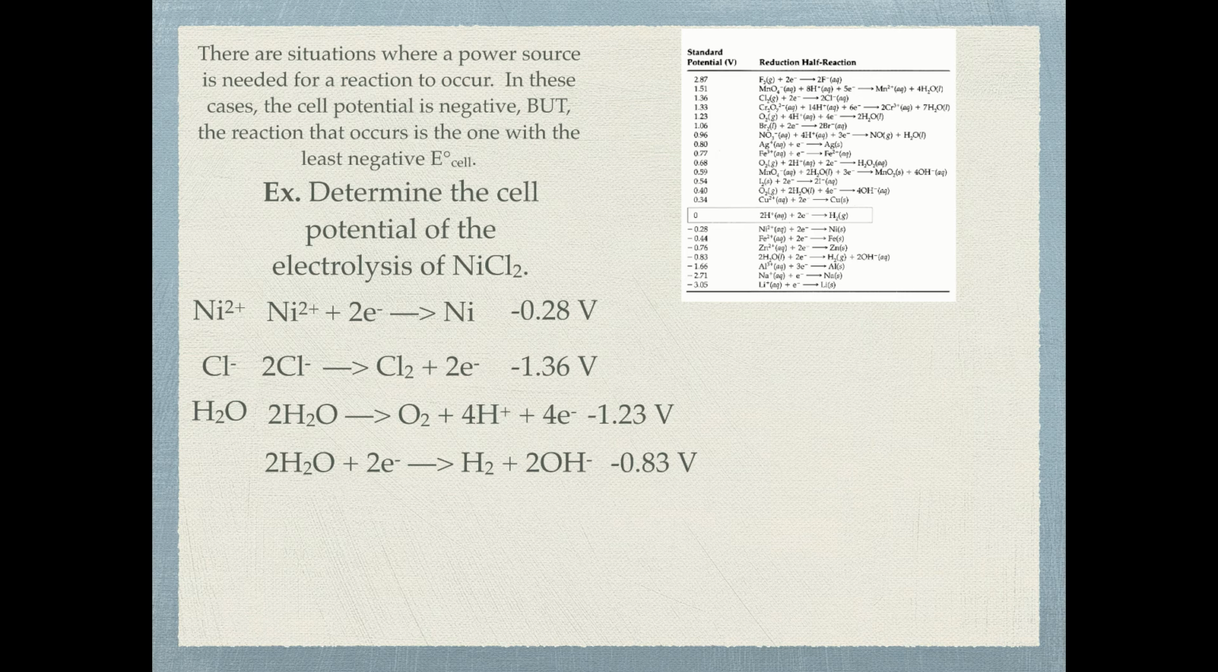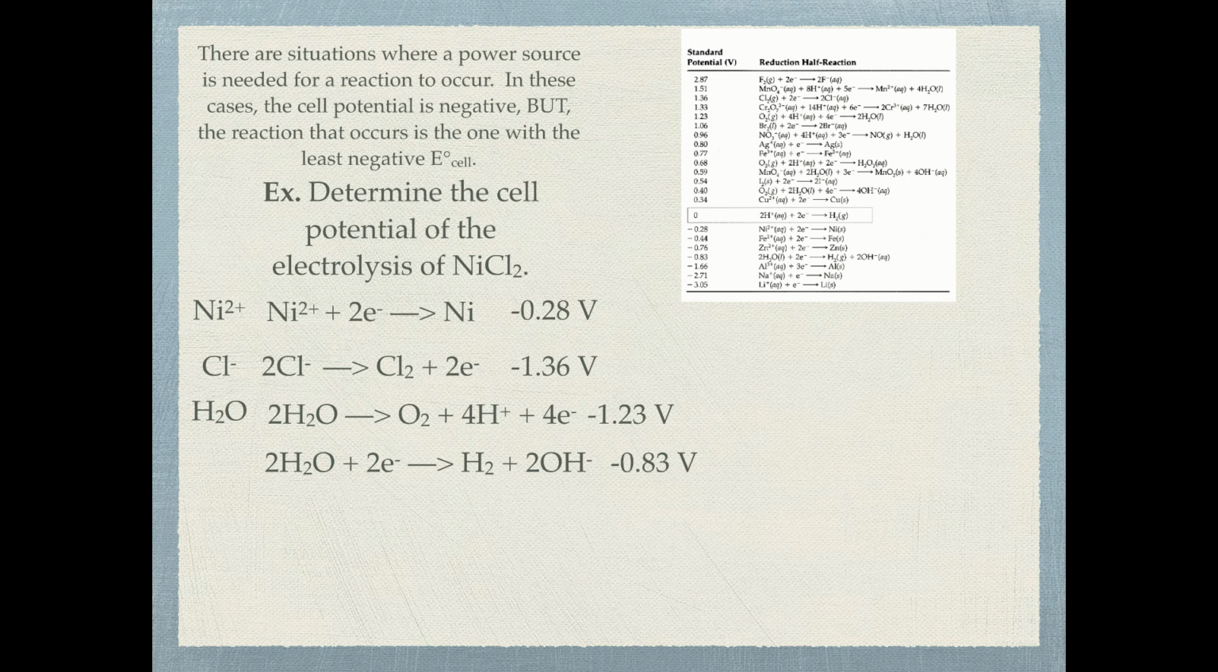So the hardest thing right now is remembering that nickel ions, chloride ions, and water have to be your reactants. For the nickel, you're given that reduction reaction, so you're good. For the chloride, you have to flip the reaction that's given, because the given reaction is a reduction, while the chloride ion being a reactant would be an oxidation reaction. And the same thing for water. One reaction is a reduction, the one on the bottom, and the one on top is oxidation.